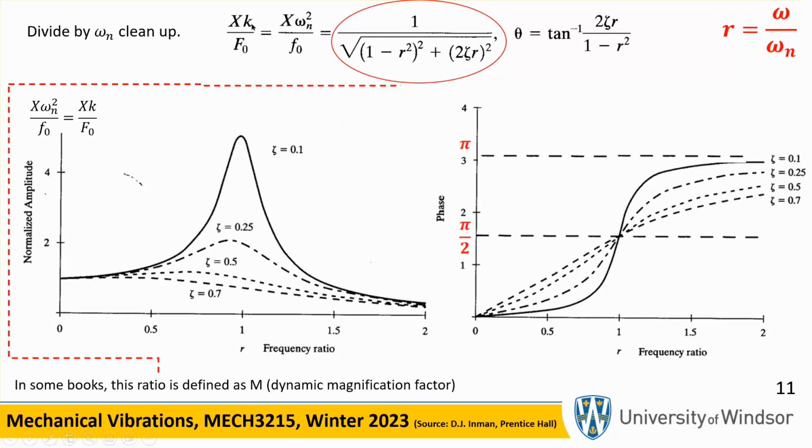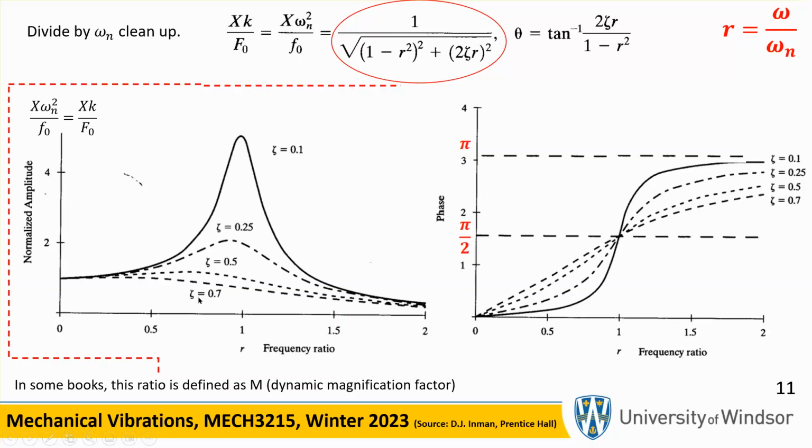Okay, because notice that F naught over K is a static deflection. If you have a spring, you apply F naught to it, it's going to stretch, it's going to deflect. So X over static deflection is the same as xk over f naught, and this has no dimension, and this is called dynamic magnification factor because it will be bigger than 1, and it's going to make x larger than the static value.